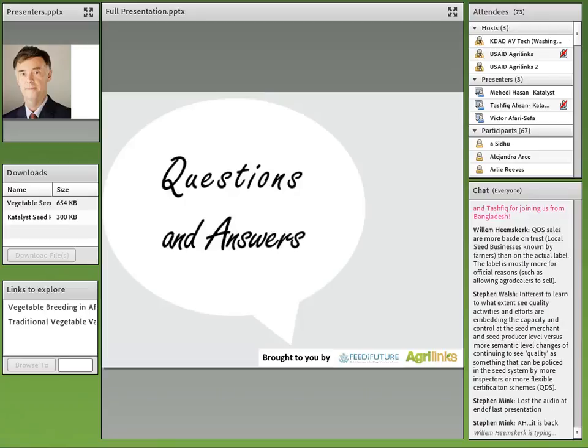Yes, I was wondering, did the project pay the seed suppliers for the new packaging, or did the seed suppliers use their own investments for the new packaging? And regardless of who paid, after the next planting season, is it sustainable?